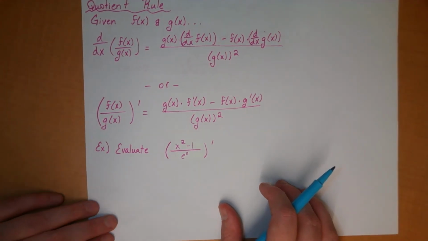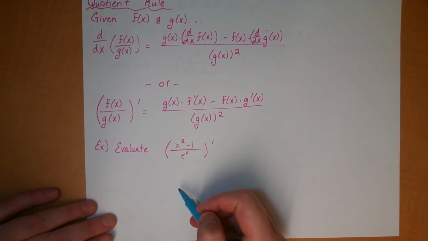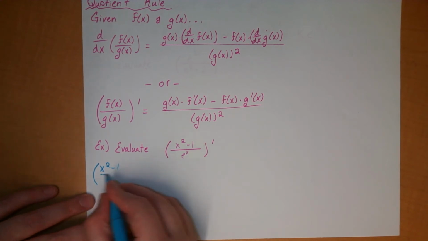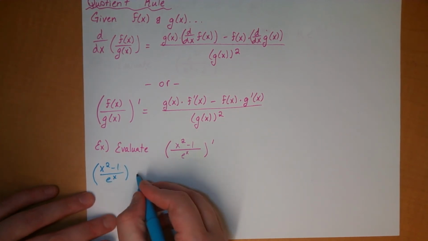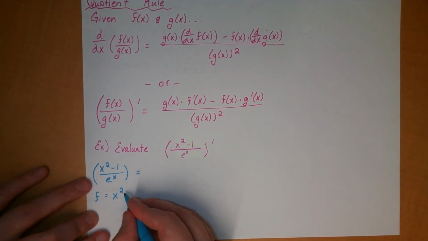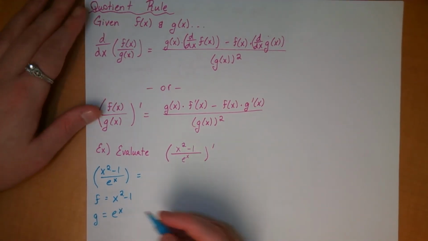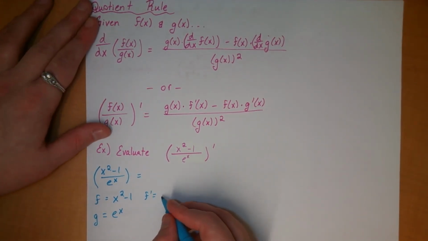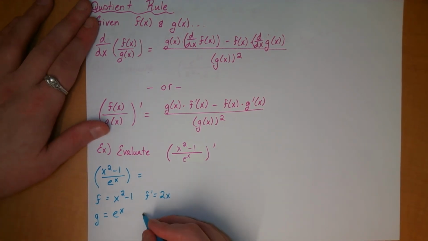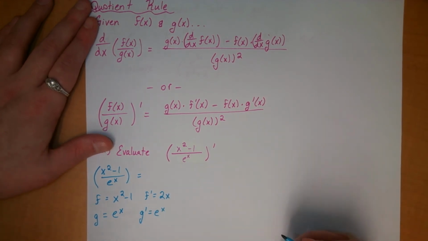All right, let's see this in action. Let's say that we want to evaluate x squared minus 1 divided by e to the x. If I want to take the derivative of x squared minus 1 over e to the x, my f is going to be x squared minus 1. My g is going to be e to the x. My f prime is going to be 2x, because remember, the derivative of a constant is 0. The derivative of e to the x is just going to be e to the x.